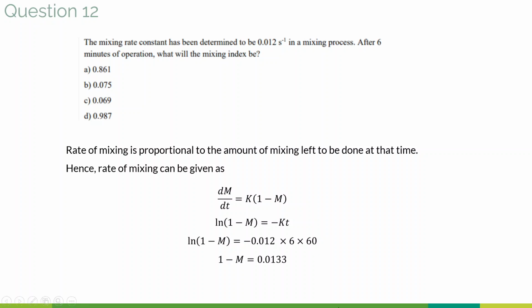So 1 minus m is found out to be 0.0133, and hence m is equal to 0.987, which is option D. So you will be encountering a lot of problems related to mixing index.